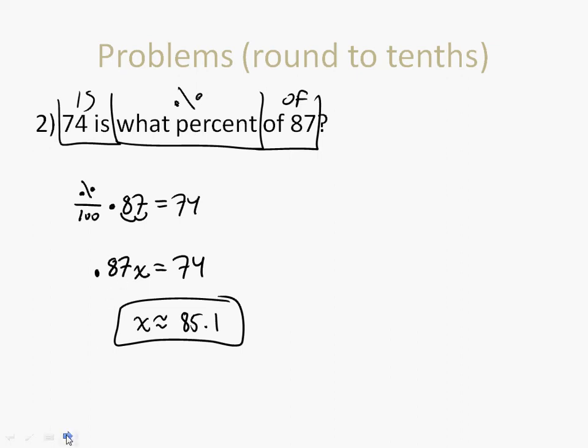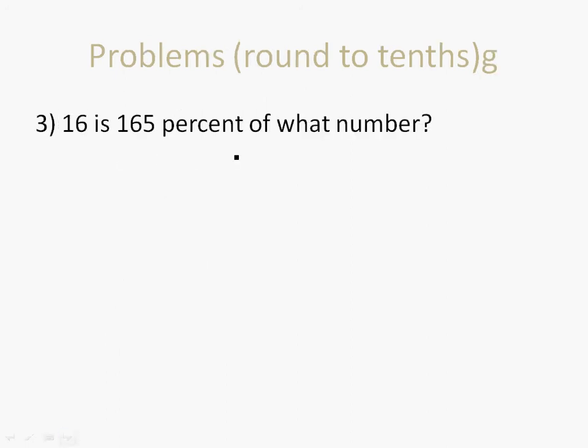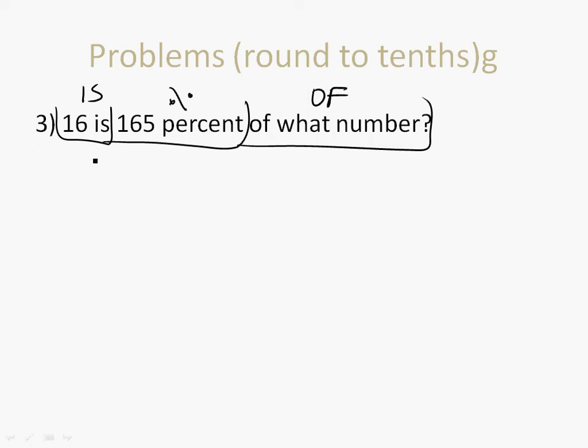Alrighty, last one. 16 is 165% of some number. So again, identify is, of, and percent. The 16 is the is, we know it's 165%, and we know it's of what number. So let's go ahead and set it up. It's 165%. So we're going to be changing the 165% to a decimal by dividing it by 100, or moving the decimal point 2 to the left.